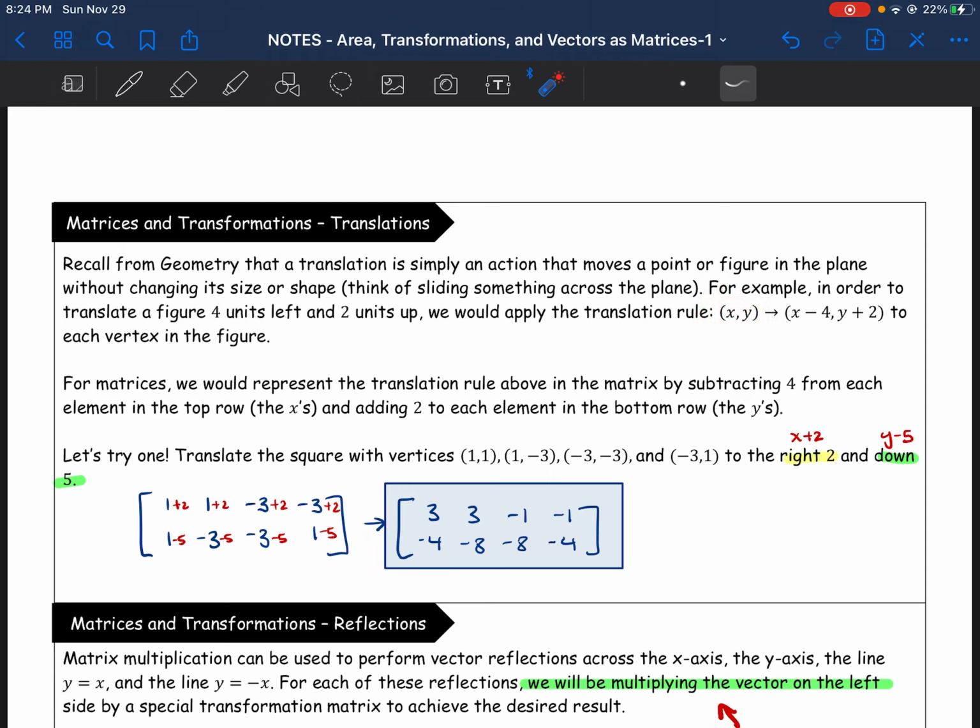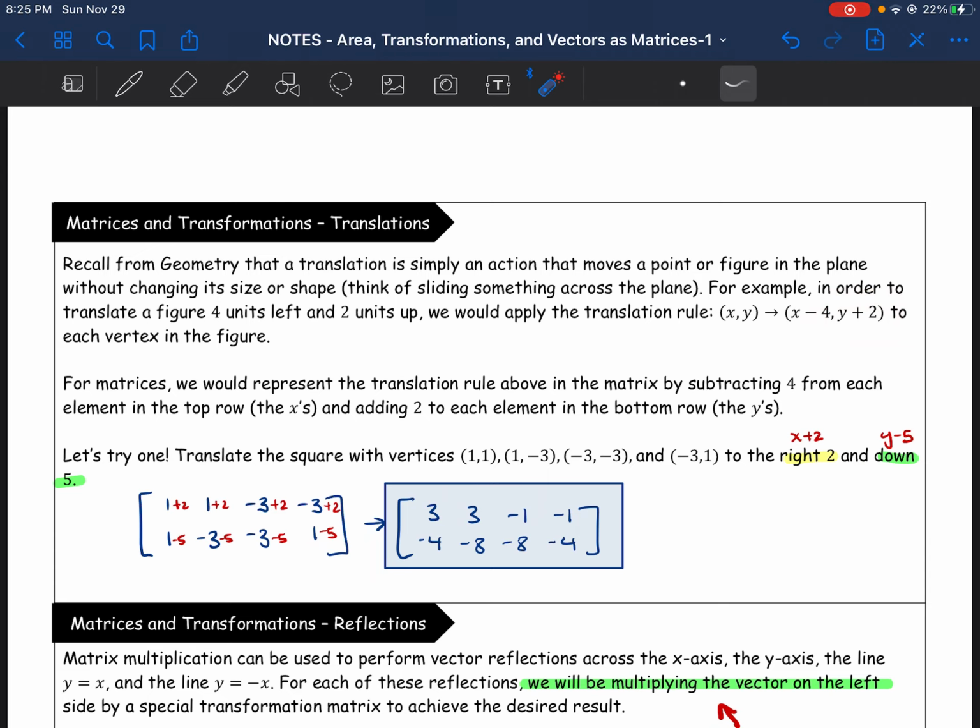xy gets mapped to x minus 4, y plus 2. 4 units left is a horizontal translation, which is why we are subtracting 4 from x representing the horizontal. 2 units up is a vertical translation. That's why we're doing y plus 2 to show that we're taking y, the vertical part, and adding 2 to it.